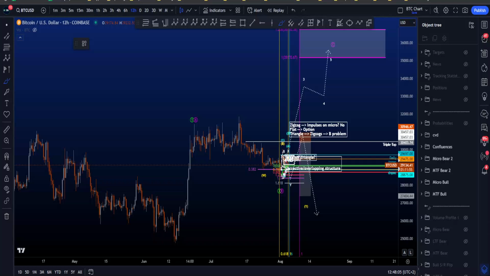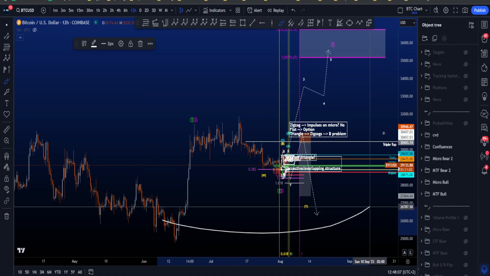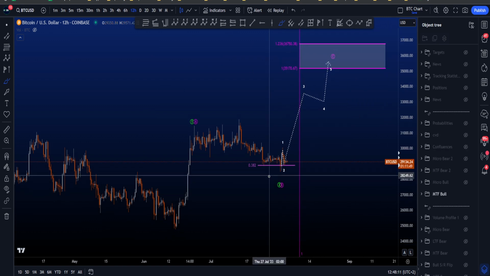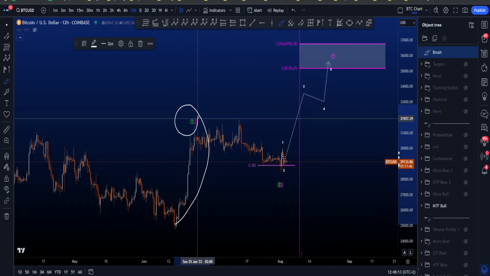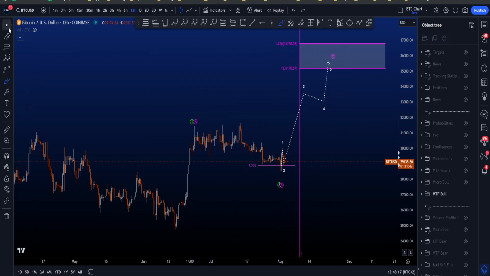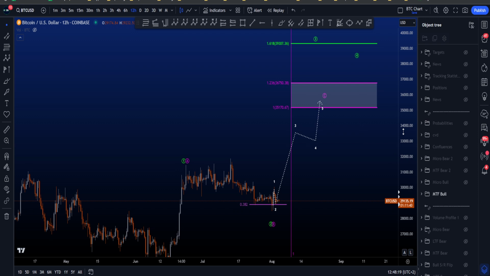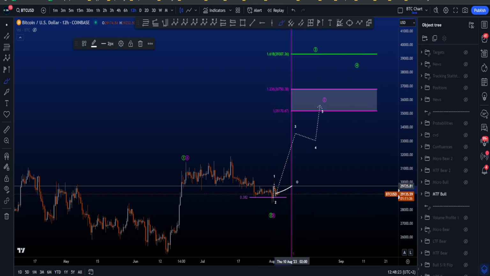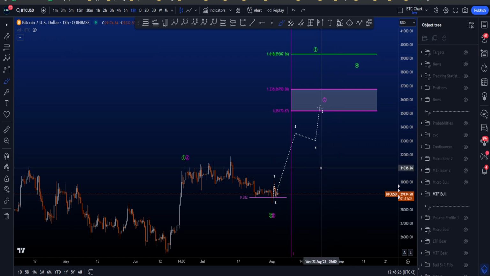Hi everyone, let's go over my medium time frame and micro bullish and bearish Elliott Wave scenarios on Bitcoin, starting with my medium time frame bullish scenario where we are looking for a finished wave 1 or a finished wave 2 or B, and now we're looking for continuation to the upside either in a wave C or a wave 3.